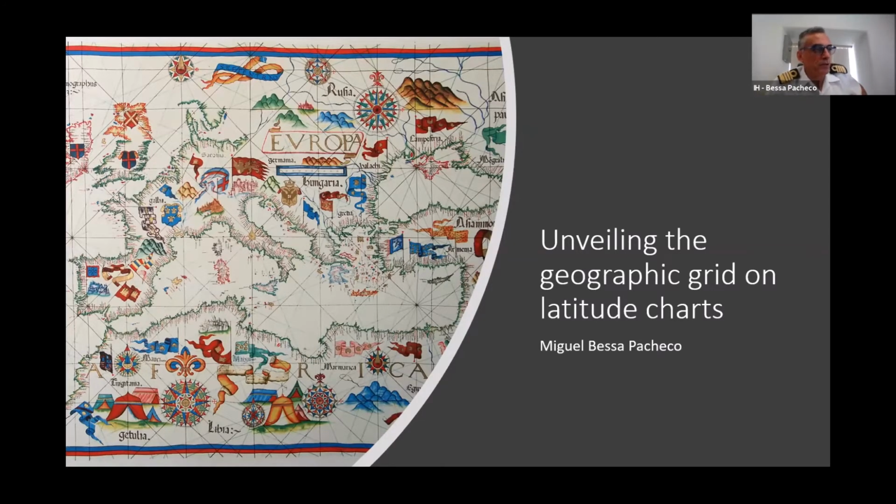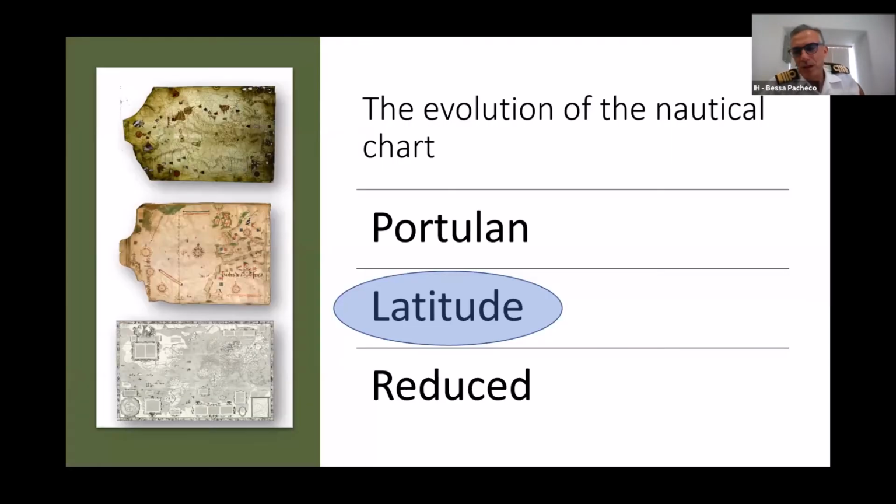Okay, so my talk is on the implicit geographic grid on latitude charts. To this kind of audience, I'm not going to go through the evolution of the nautical chart, these three big buckets where we can put the nautical charts from the 13th century up to the 17th century. But my focus will be on the latitude chart, which I like to call also the Portuguese chart.